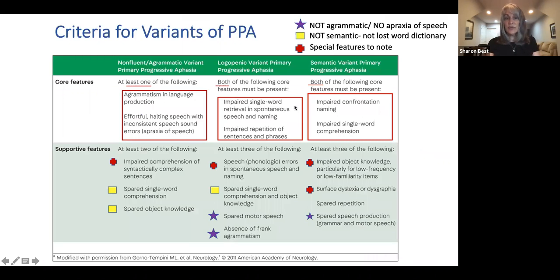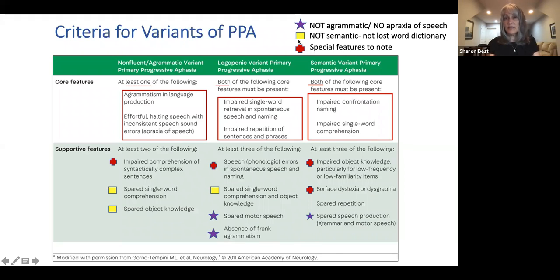So here's Maria Luisa Gorno-Tempini's nice table for the clinical variants. It's a busy table, there's a lot to memorize, but the previous slide made it a little more succinct in that the core criteria is boxed out for you. Semantic and logopenic must have both. Non-fluent agrammatic only needs agrammatism or apraxia of speech. The purple stars are just telling you that it's not agrammatic, there's no apraxia of speech. So we know logopenic is not agrammatic, they don't have apraxia of speech, and neither is semantic, so you don't even have to commit that to memory.